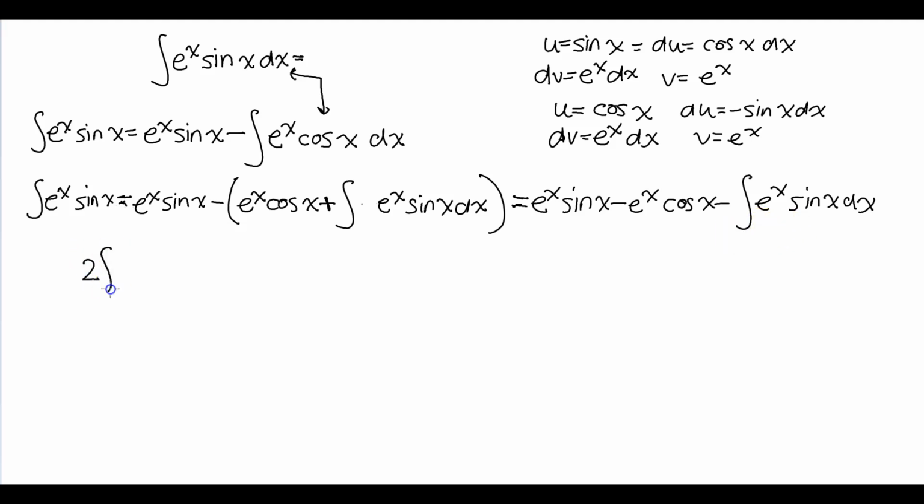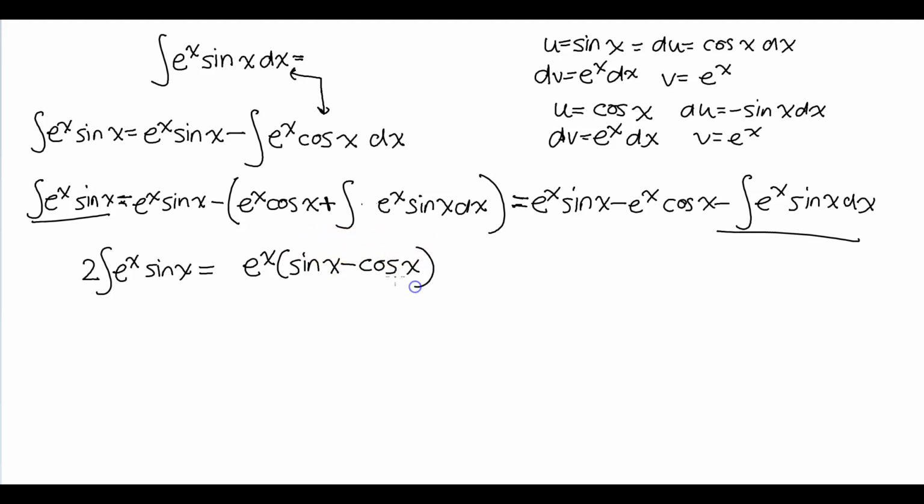So we have 2 times e to the x sine of x. We're basically adding this expression to this. So we have 2 times e to the x sine of x equals e to the x. We're going to factor out e to the x just for cleanliness, you can say. E to the x sine of x minus cosine of x.